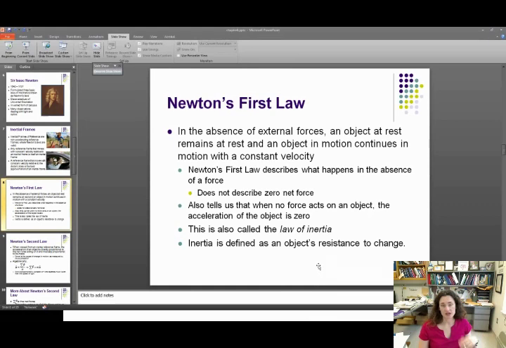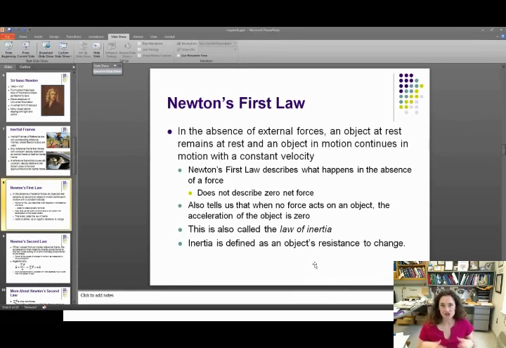There are 3 laws, and the first law is: in the absence of external forces, an object at rest will remain at rest, and an object in motion will continue to be in motion with constant velocity. Object at rest stays at rest, object in motion stays in motion. You might have heard of this already.